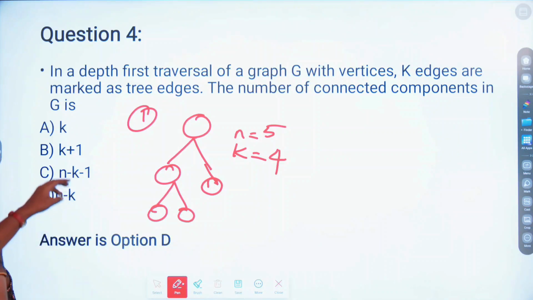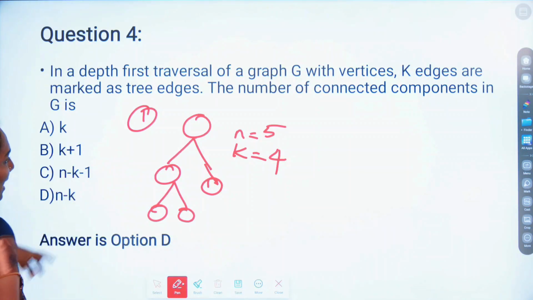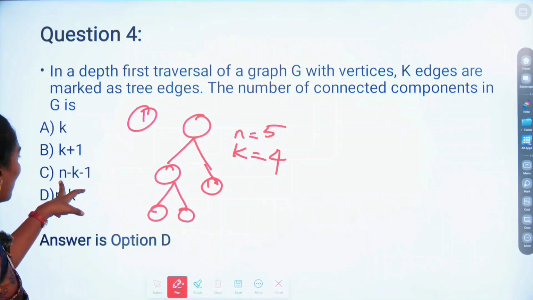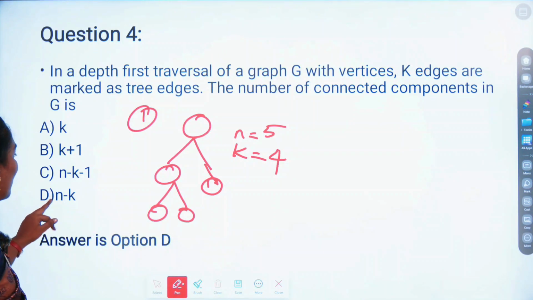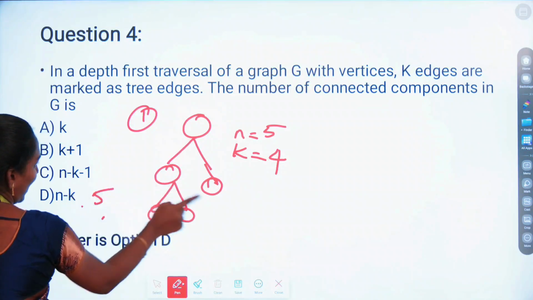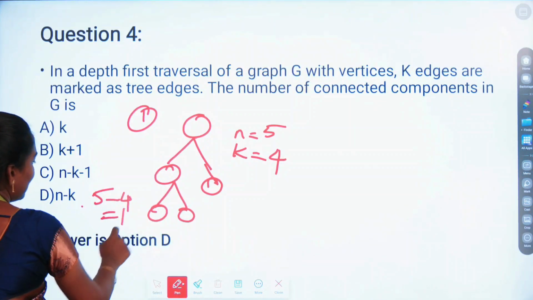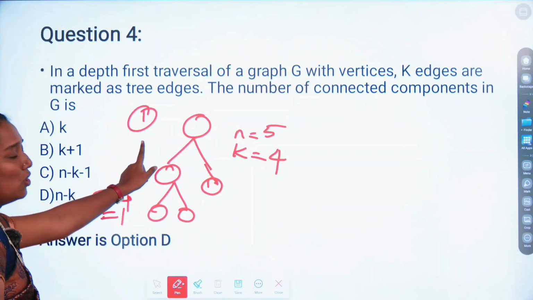Now let us see. Option A, K value is 4. No, it is wrong. B is K plus 1, 4 plus 1 is 5. No, it is wrong. Then N minus K minus 1: 5 minus 4 is 1, 1 minus 1 is 0. That is also wrong. N minus K: the value of N is 5 and K is 4, so 5 minus 4 is 1. Yes, the answer is correct. Why is the answer correct? Because we took the component as only 1.